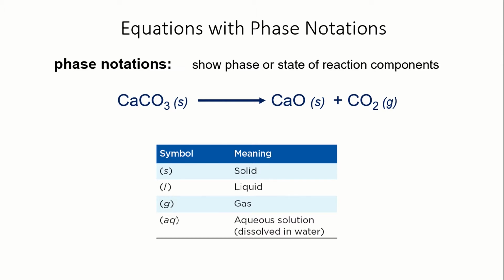dissolved in water. For example, if you take this given equation for calcium carbonate, you will see that calcium carbonate is in solid form. Why? You have the phase notation S given as a subscript. And then calcium oxide, one of the products, is in solid form and the other product is in gas form. So this phase notation is important in reactions.